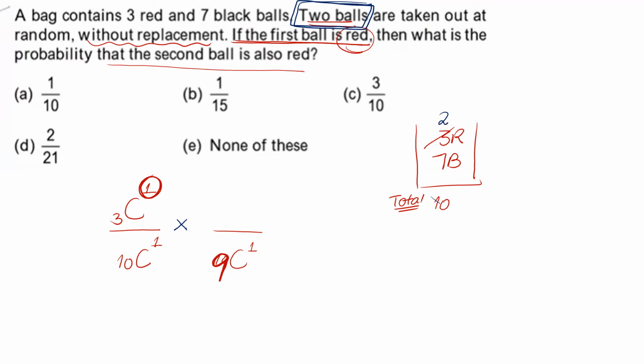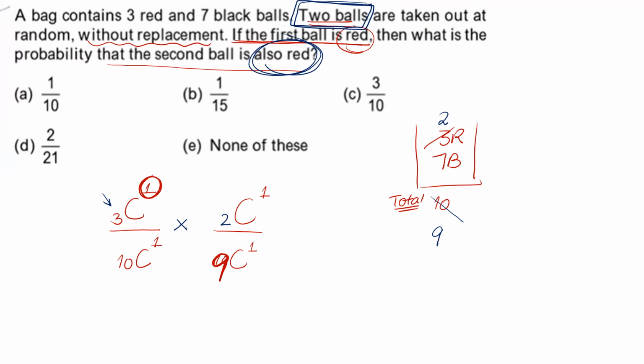So if my 2 reds are there, my total will be 9, so I will have 9C1. Now, so that the second ball is also red, if the 3 balls were in the total, how many balls are left for the red? 2 red balls are left out of 9, and I have to draw 1 ball.